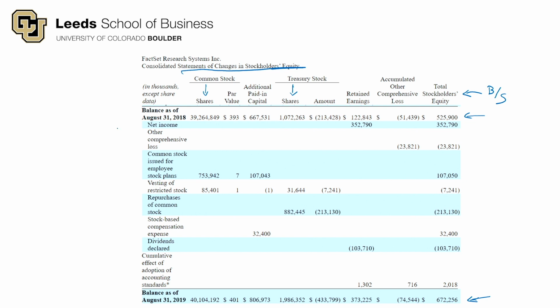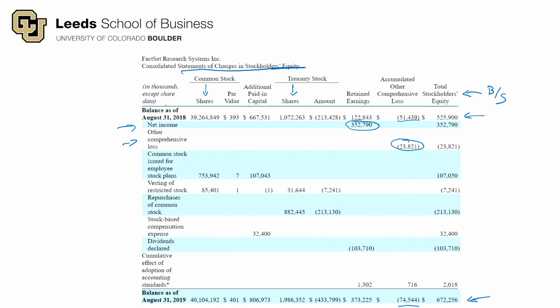You see that the company had net income. Remember, net income gets closed to retained earnings. So there it is, being closed to retained earnings, increasing retained earnings. The next one down is other comprehensive loss. Remember, these are just transactions that affect OCI. You can see that this minus 51 is becoming more negative during the year. So what could be an explanation for this minus 23?